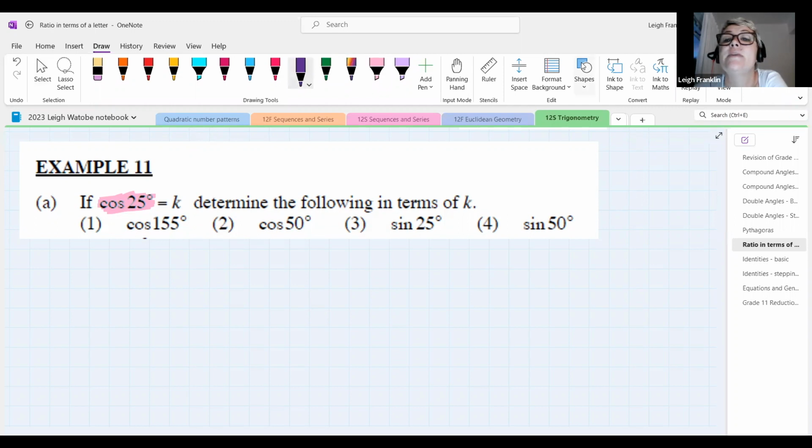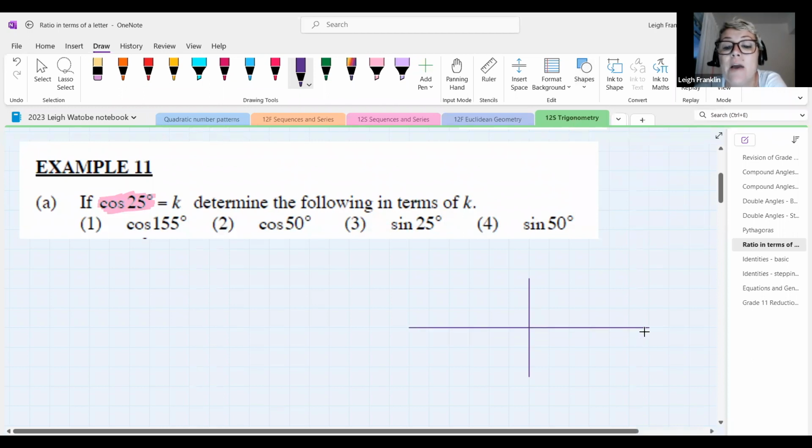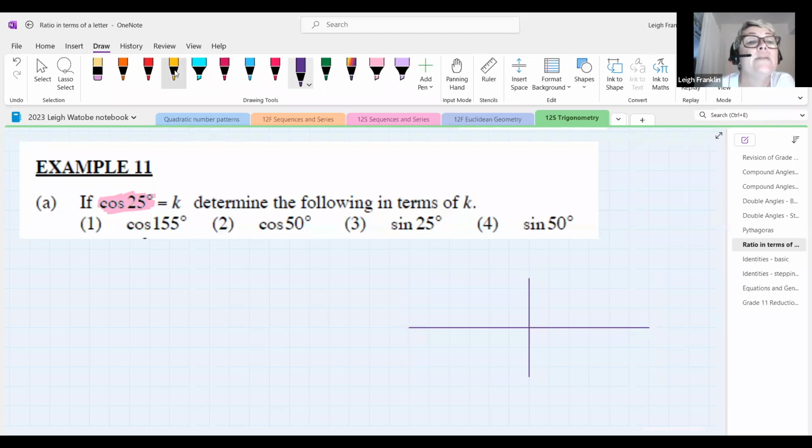The difference is that we are only working in the first quadrant when it comes to ratio in terms of a letter, not like the other ones. Okay, so if I were to draw a diagram, my terminal arm would come to rest somewhere over here. There would be my angle of 25 degrees.